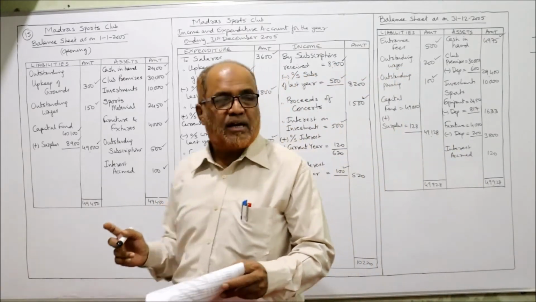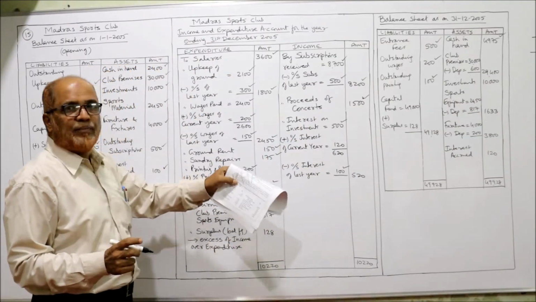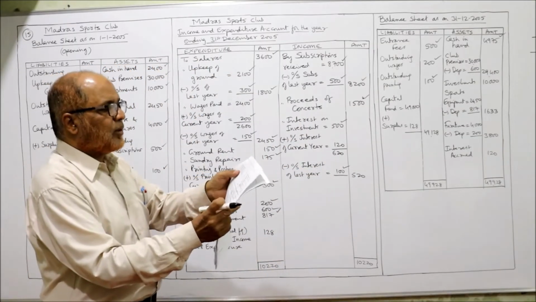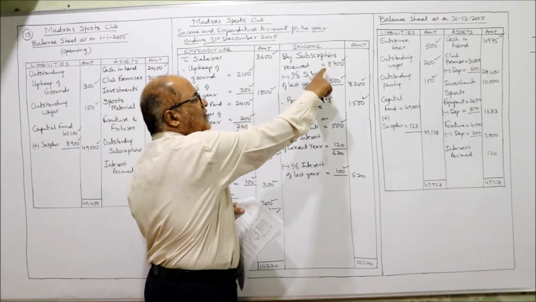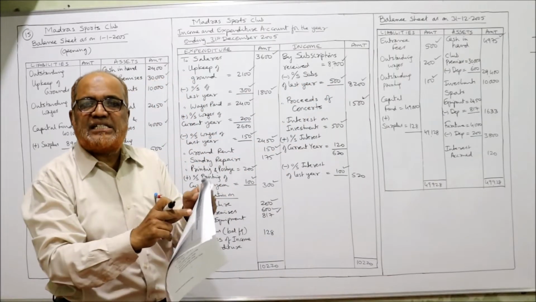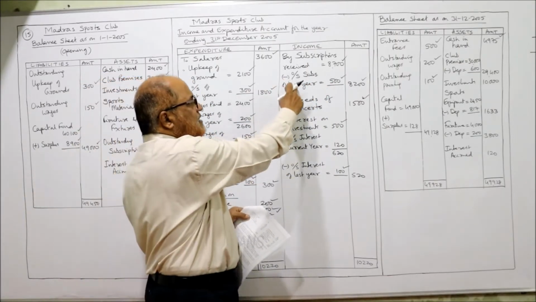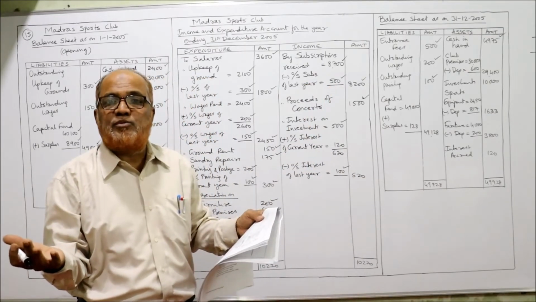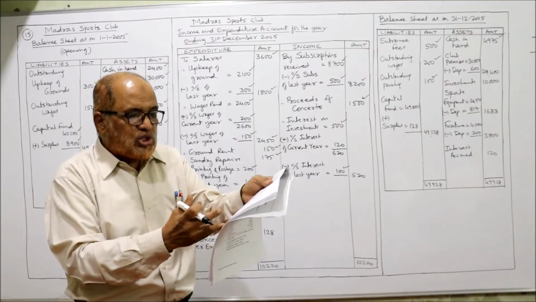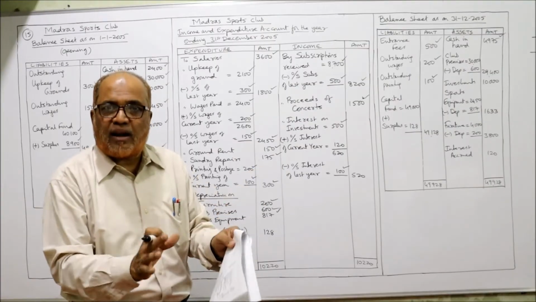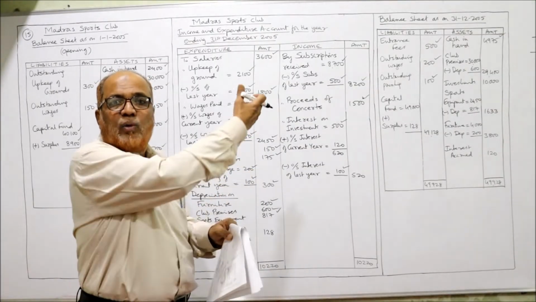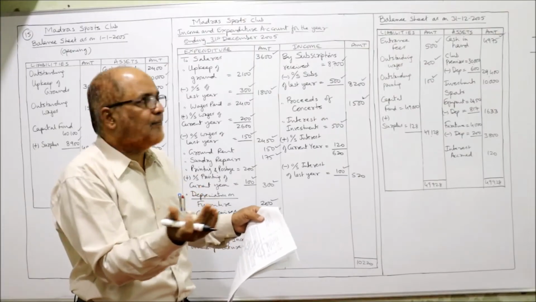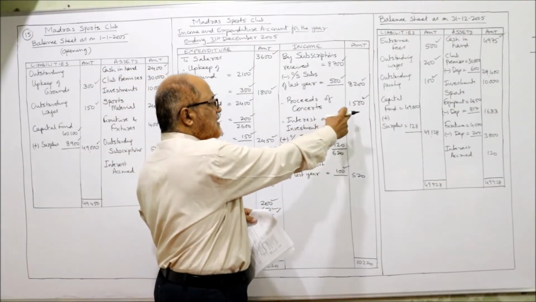Now come to the receipts side, the income side. Subscription received during the year 8,700. From this we deduct last year's subscription. So last year's subscription is deducted. Current year there is no outstanding subscription. If there is any, we would have added. We don't have. Then proceeds of concerts we have taken.